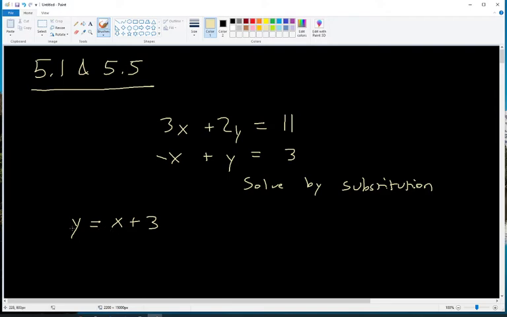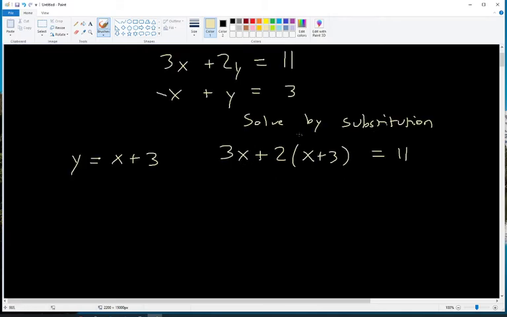Then the substitution part says, well, now that you know what y equals in terms of x, replace the y in the equation you didn't use with that value. So we get 3x plus 2 times, not y anymore, y is x plus 3. That equals 11. Now we just need to solve this equation here for x.